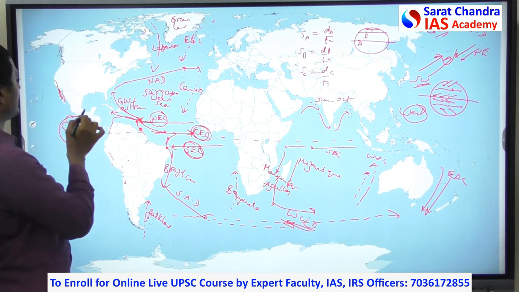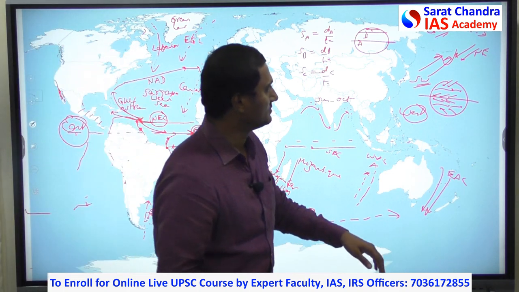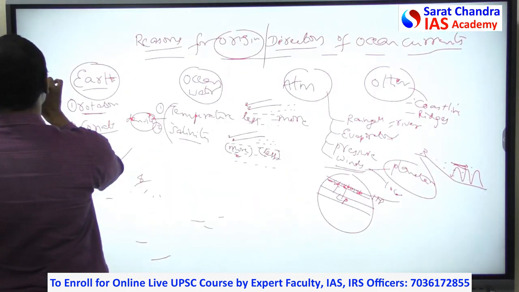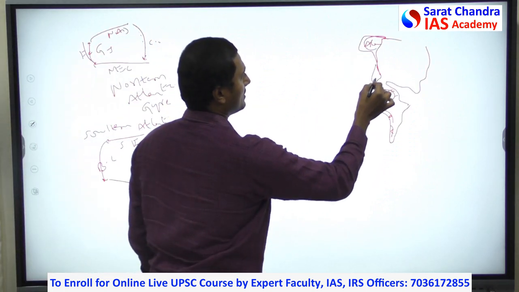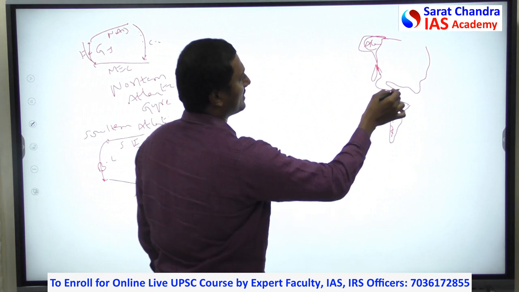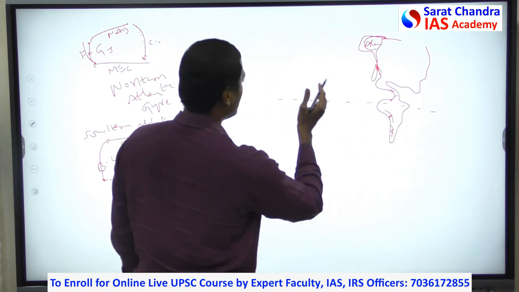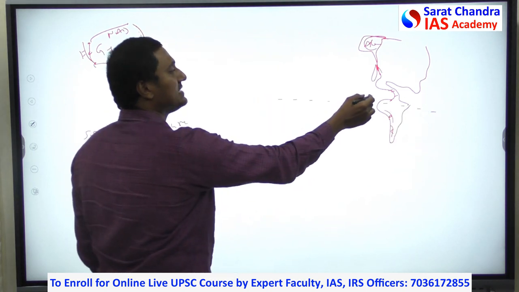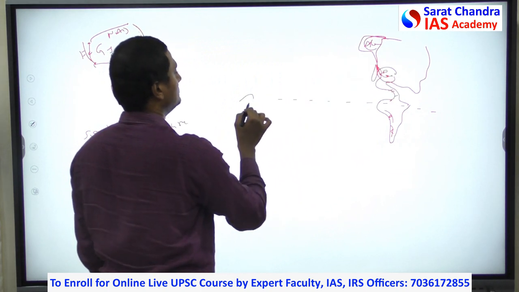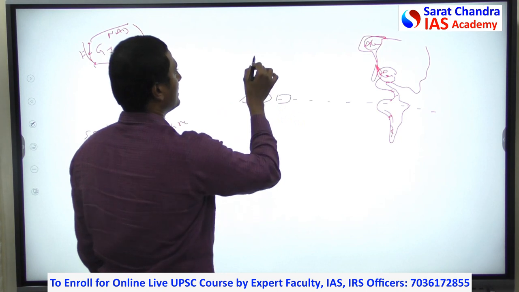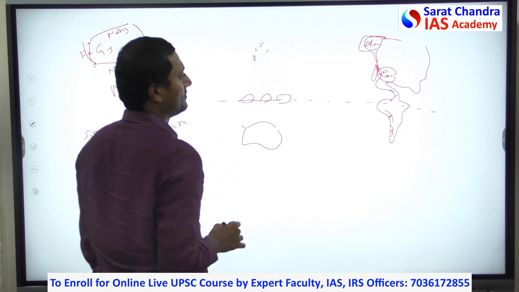Anyhow, the point is, you're able to see California, Alaska, and this is Central America. Same thing I'm drawing here. Alaska, California, Central America. Now, friends, draw the equator. This is the East Pacific Ocean. West is Indonesia, Japan, Australia, the West Pacific Ocean.